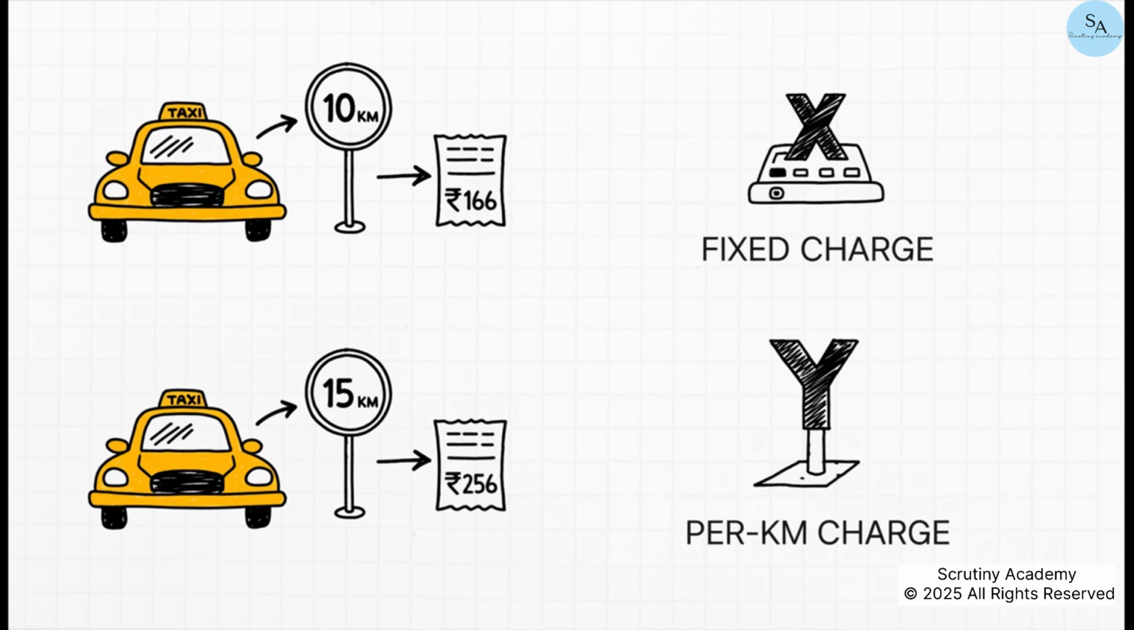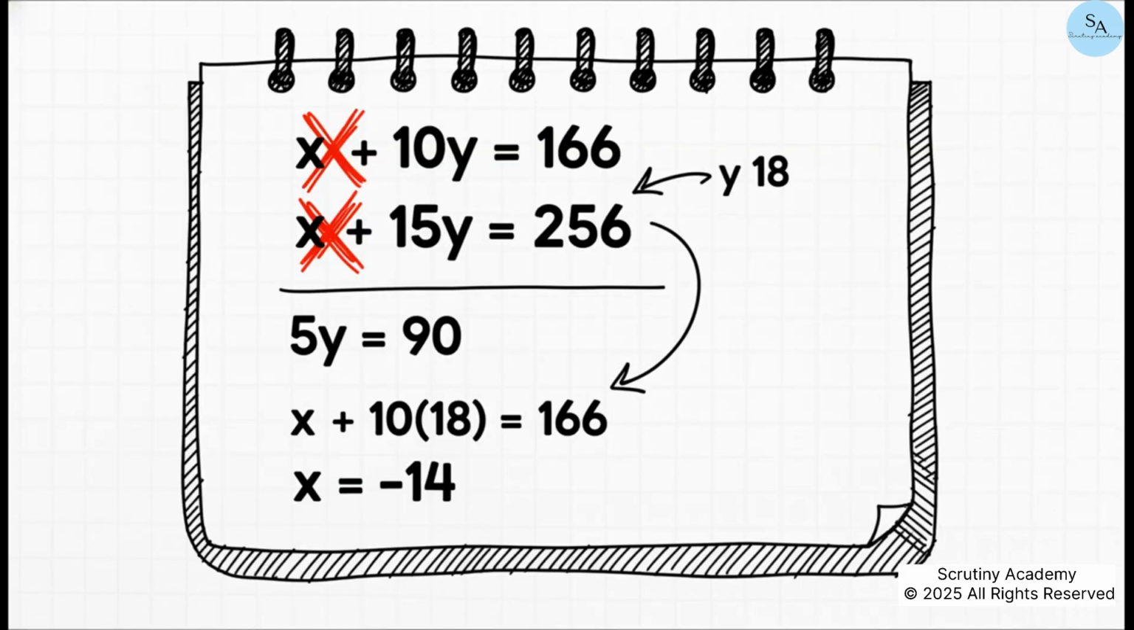Now, with any word problem, what's the first step? It's always the same: define your unknowns. So let's do that. We'll let the fixed charge be x, and we'll let the charge per kilometer be y. Once we have our variables, building the equations is actually pretty straightforward. For the first trip, it's x plus 10y equals 166. For the second, it's x plus 15y equals 256.